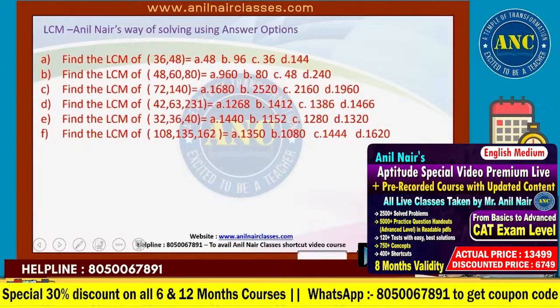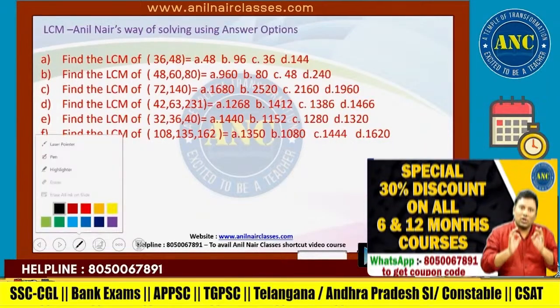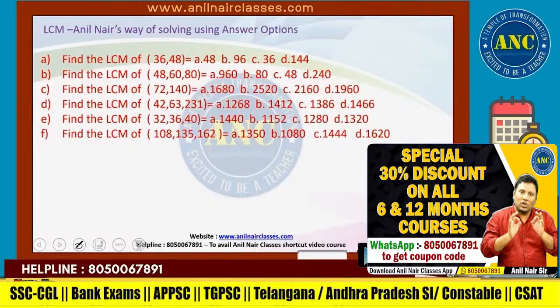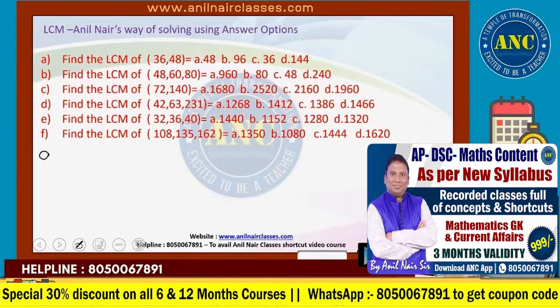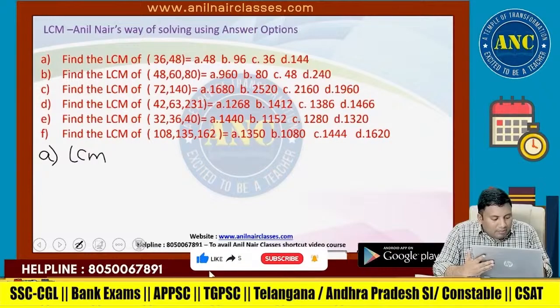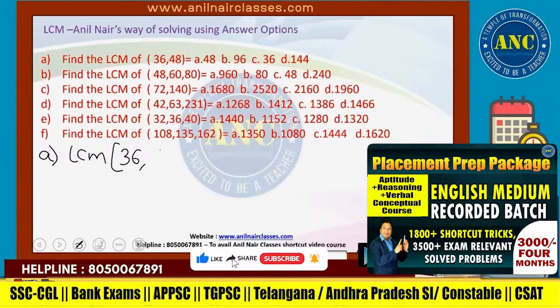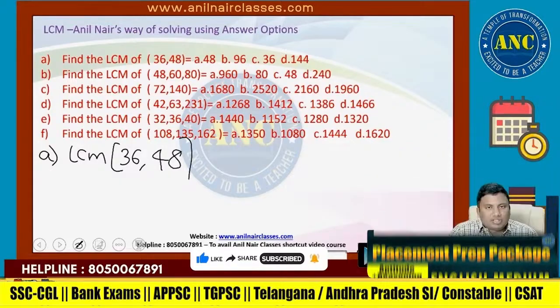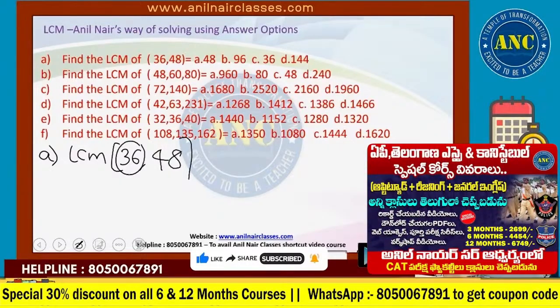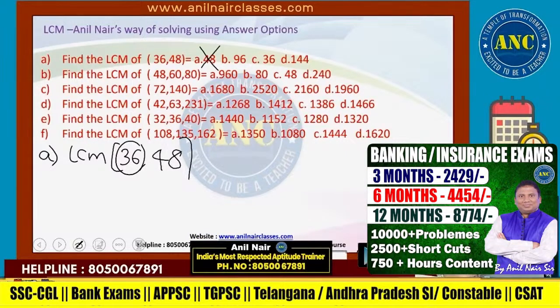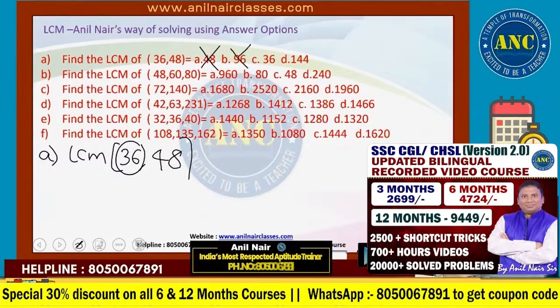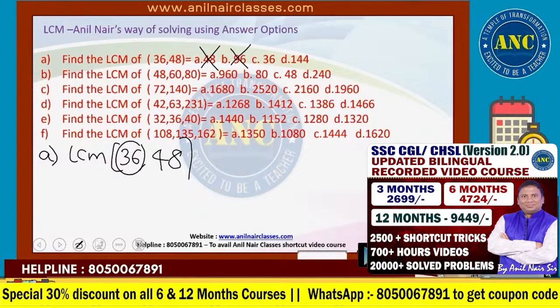Listen carefully to this. One by one, we will solve each and every question. Digital sum is the sum of the digits till you get a single digit number. First question, LCM of 36 and 48. For 36, the digital sum is 9, so the answer's digital sum should also be 9. 48 is 4 plus 8, 12, 1 plus 2, 3. 96 is 9 plus 6, 15, 6.